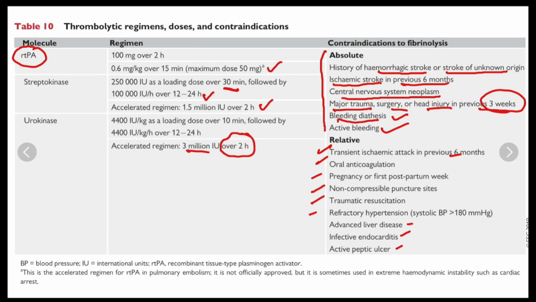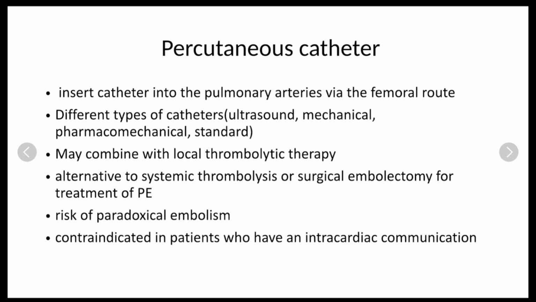Then we should not do this; it is a relative contraindication for fibrinolysis. Then come percutaneous catheters. We insert a catheter into the pulmonary arteries via the femoral route. Obviously, different types of catheters, like ultrasound, mechanical, pharmacomechanical, or standard catheters, are available. They may be combined with local thrombolytic therapy. We can combine them. They are an alternative to systemic thrombolysis or surgical embolectomy for the treatment of pulmonary embolism.